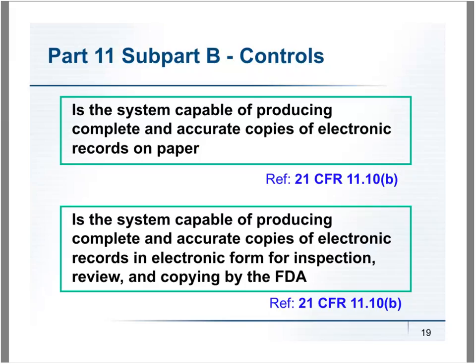Is the system capable of producing complete and accurate copies of electronic records in the electronic form for inspection, review, or copying by the FDA inspector? The system, by the way, I'm sure you're all aware, you've seen the FDA news and Washington letter note that the inspections have greatly increased. They've almost doubled their staff, I guess, to get the bad guys.